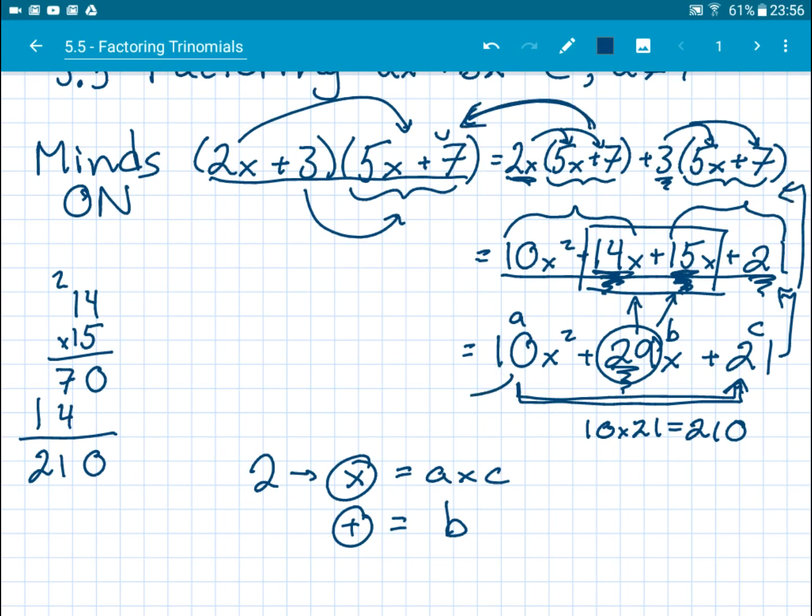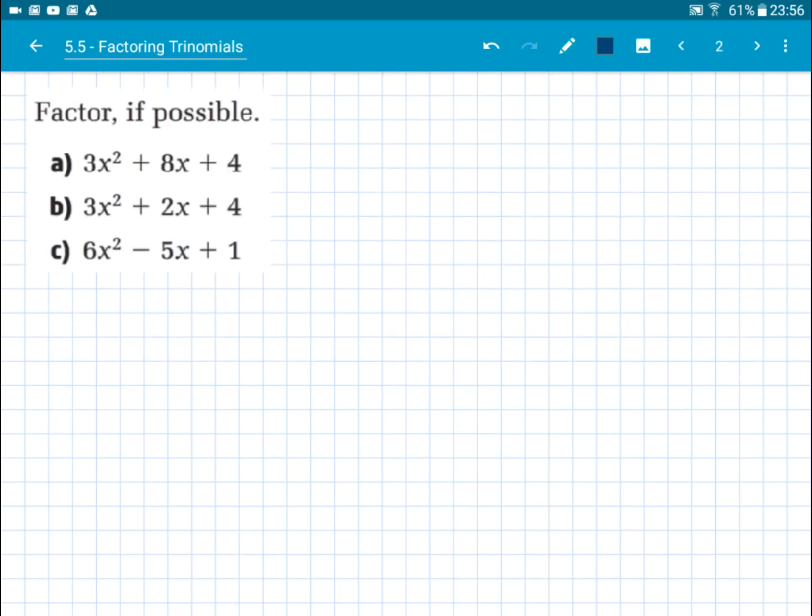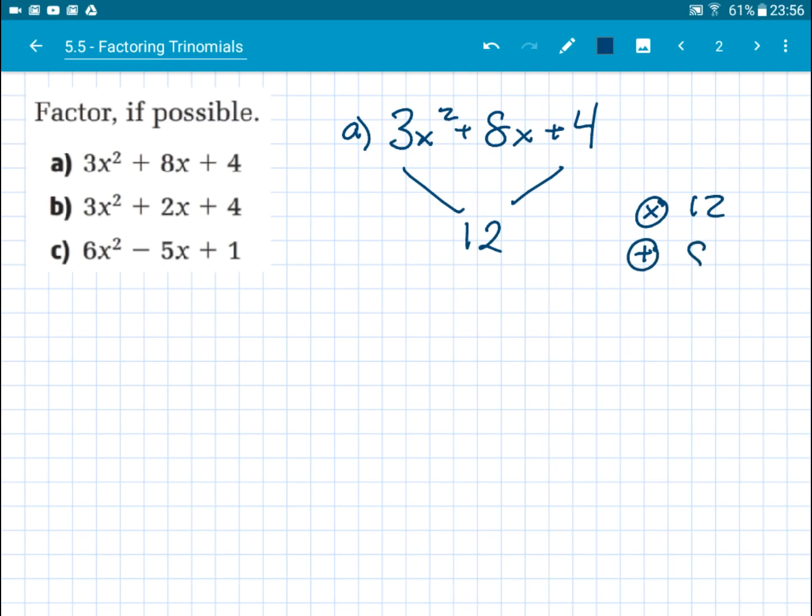Because we're really trying to just go from here to there, but it'd be difficult to do that when it gets more complicated. So let's try A here in our examples. We've got 3x squared plus 8x plus 4, and we need to factor it. So what we're going to do is take these two and multiply them together. So we get 12. So we're looking for two numbers that multiply together to give you 12 and add together to give you 8. Take a look at all the ways you can make 12. You can make it with 12 and 1, 6 and 2, 4 and 3. Which ones give you 8? 6 and 2.